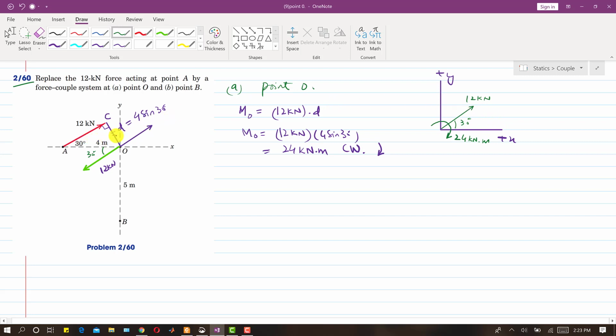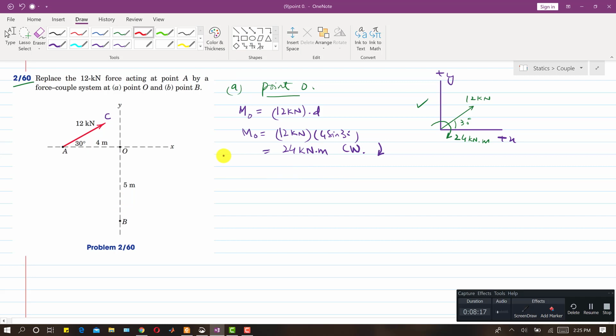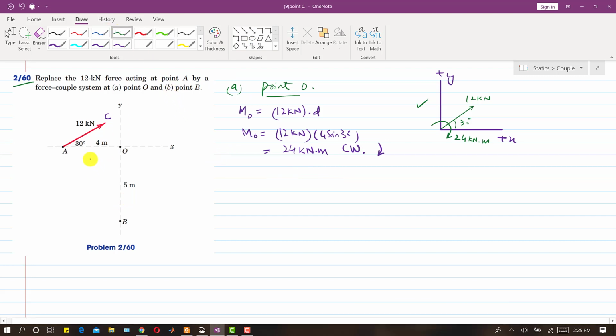So this given system is replaced by a force couple system like this, right? So this is the solution for the first part about point O. Now we will do the solution for the B part. At point B, I will write at point B. Now we will draw again the same force in the opposite direction. Now we will replace this force system by a force couple system at point B.